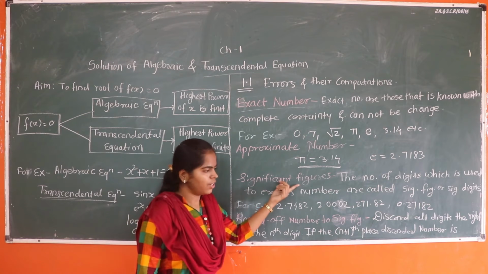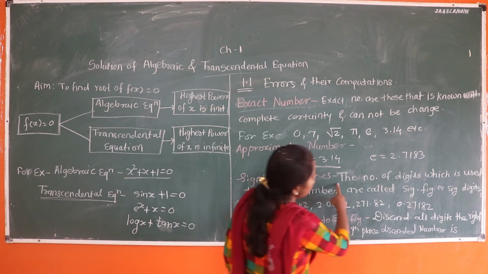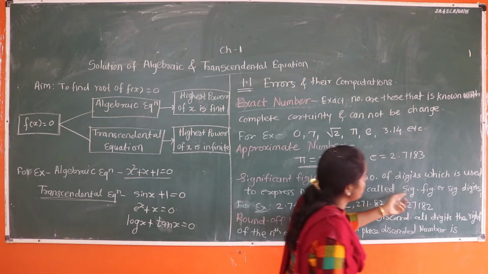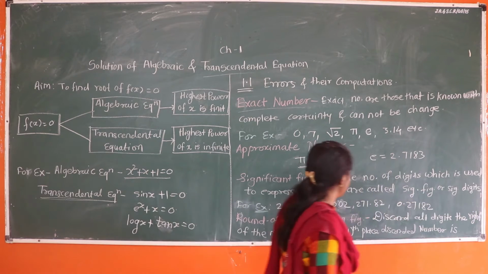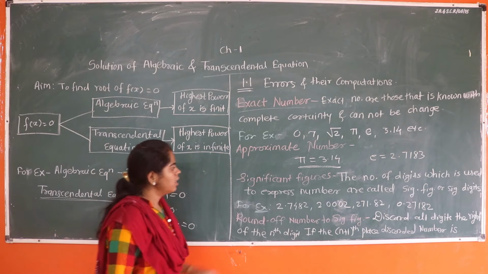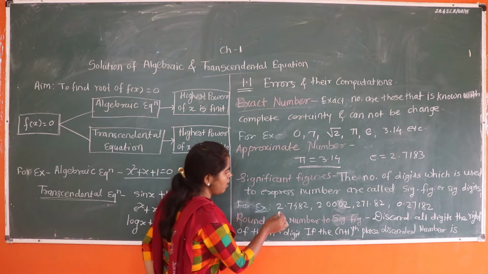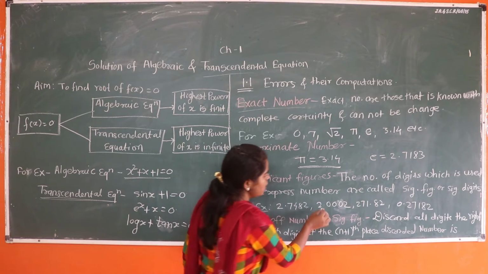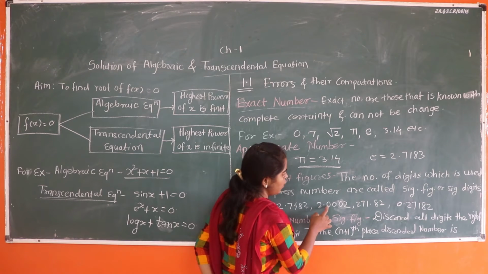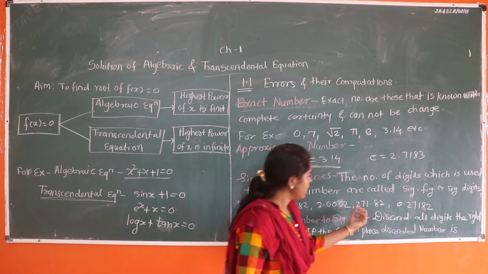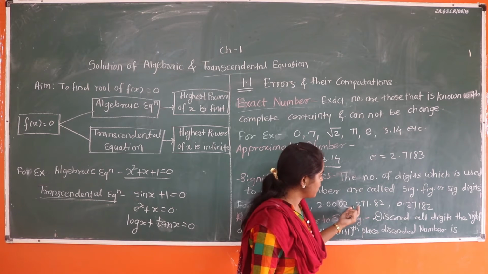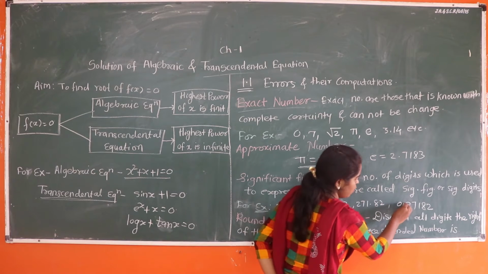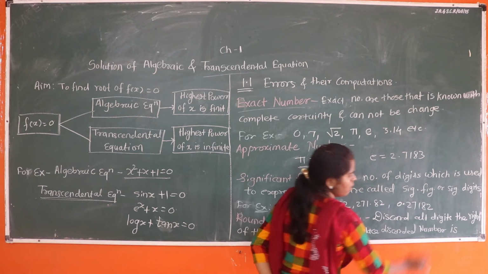Next, significant figure. Significant figure means the number of digits which are used to express the number are called the significant figures or significant digits. For example, in this example, the number of digits is 5. 1, 2, 3, 4, 5. In this also 5 digits. In this number also, how many digits? 1, 2, 3, 4, 5. And in this also the non-zero numbers are 1, 2, 3, 4, 5.